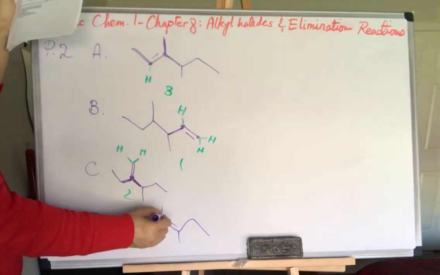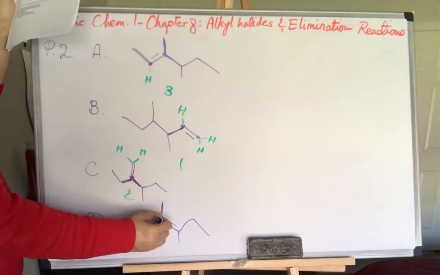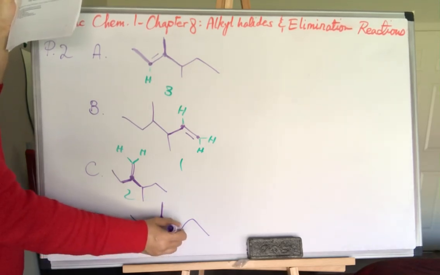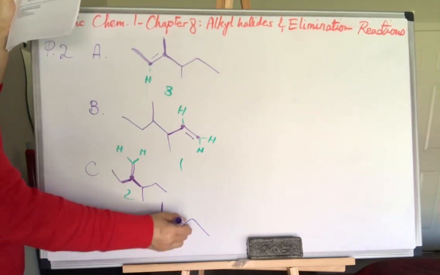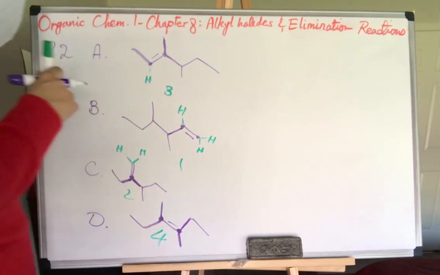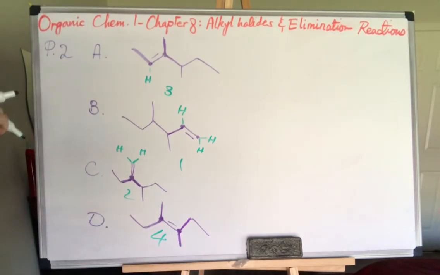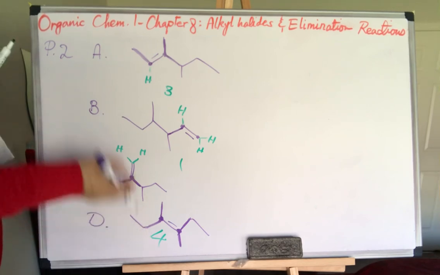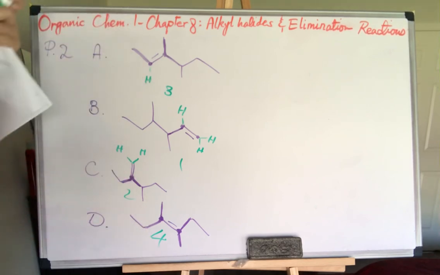On D, on this carbon, you have 2. On this carbon, you also have 2. So how many total? 4. And if, for example, you want to determine the trend of their stability, 4 is the most stable, then the 3, then the 2, and then 1. Okay.